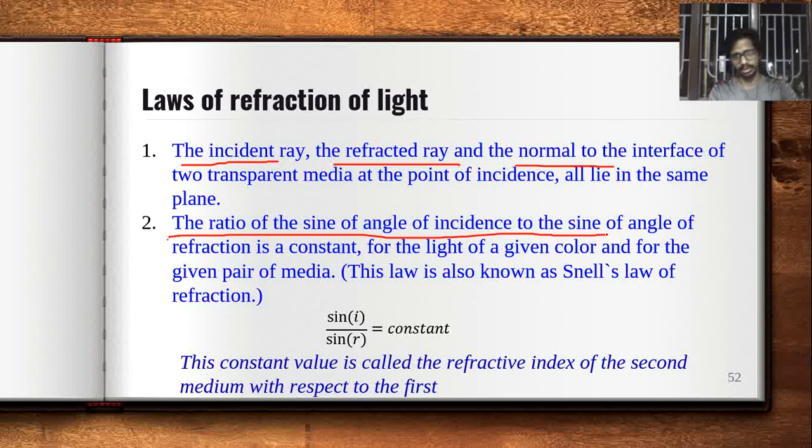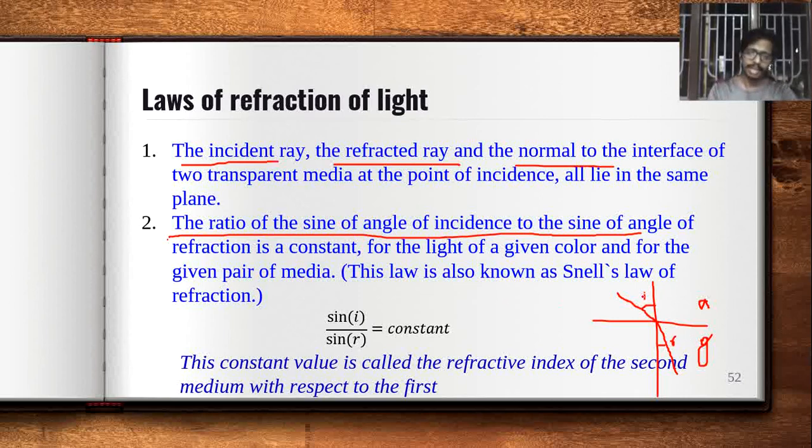incidence to the sine of the angle of refraction is a constant for light of a given color and for a given pair of media. That means suppose this is air and this is glass. Okay, this is glass. Now this is the normal, this is the incident ray, and this is the refracted ray. So this is your angle of incidence, I, and this is your angle of refraction, R.